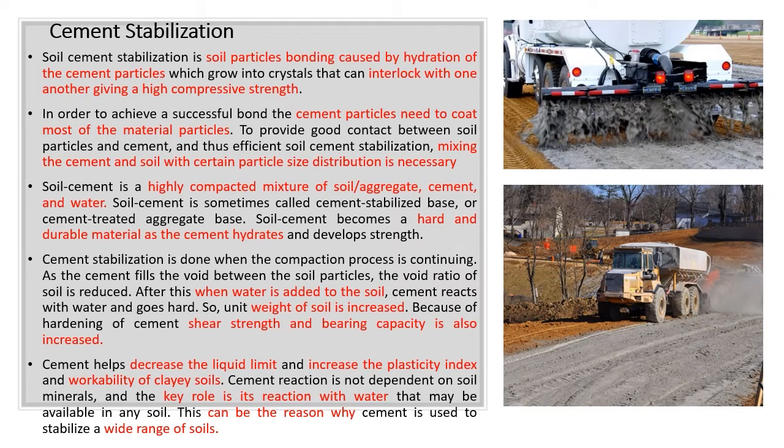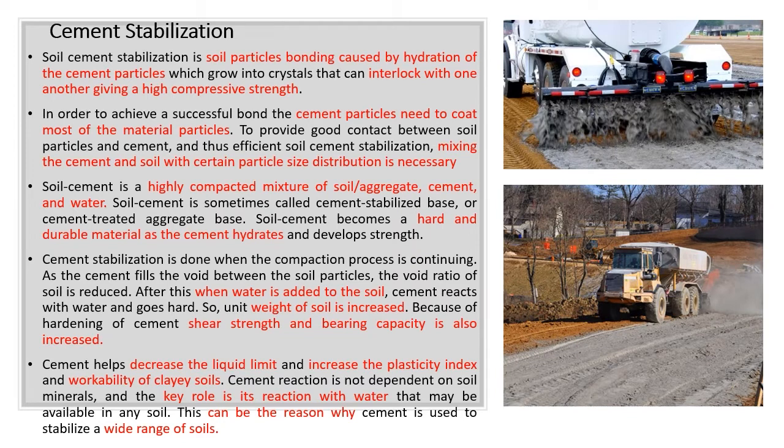The second technique of stabilization using a mixture is cement stabilization. Soil cement stabilization is soil particle bonding caused by hydration of cement particles which grow into crystals that can interlock with one another, giving a high compressive strength. In order to achieve higher bonding, cement particles need to coat most of the material particles. This provides good contact between soil particles and cement, thus efficient soil cement stabilization.